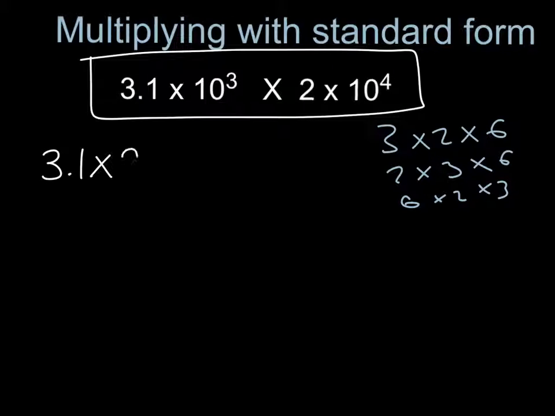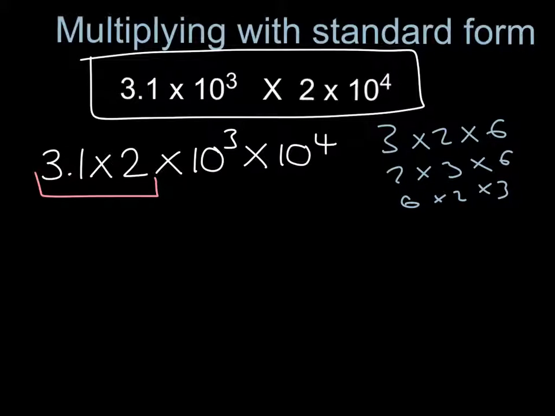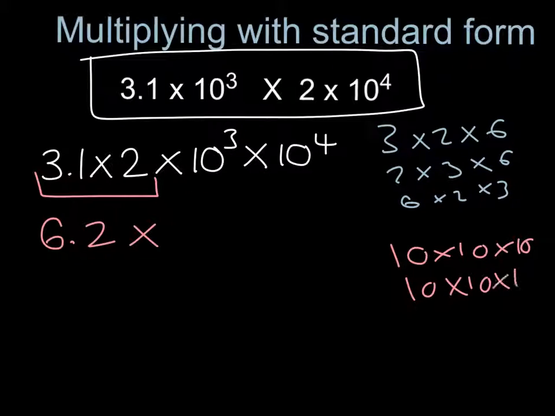3.1 times by 2 times by 10 to the power of 3 times by 10 to the power of 4. Now I can deal with the numbers first. 3.1 times 2, so 3.1 doubled, is 6.2, and then I can deal with the powers second. So remember, 10 to the 3 means 10 times 10 times 10, 10 to the 4 means 10 times 10 times 10 times 10. Altogether there's 4 and 3, which is 10 to the 7. And that is my answer. Obviously, if it asks you to change it into an ordinary number, you could do that.